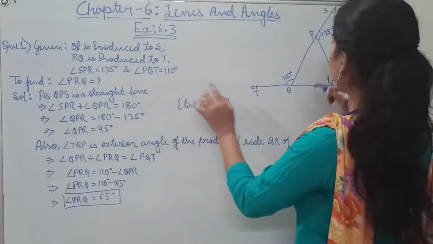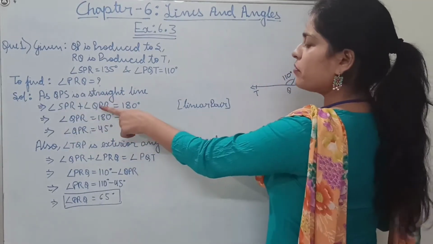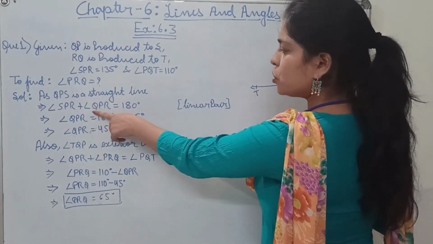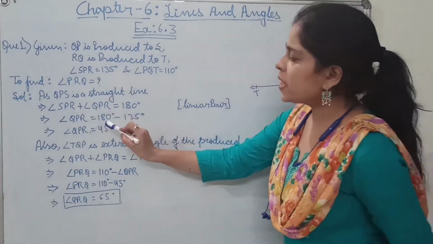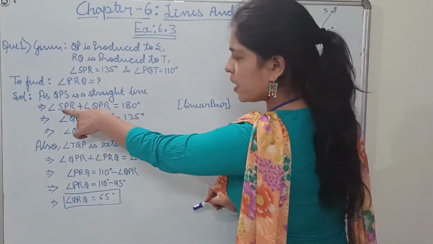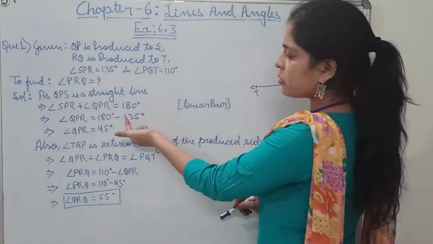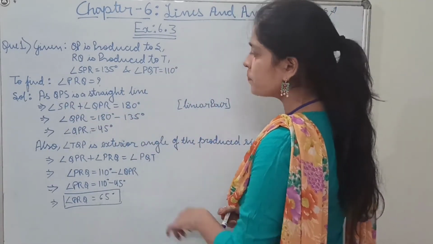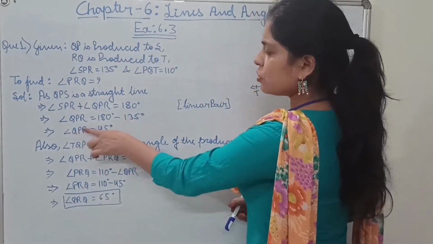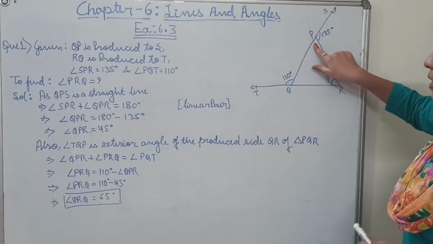And we know the measure of angle SPR, which is 135, so we can get the measure of angle QPR. Angle QPR will be equal to 180 degrees minus 135, because SPR is 135. If we transpose this 135 to the RHS, it becomes minus 135 degrees. So the measure of angle QPR is now 45 degrees. We got this angle, this is 45 degrees.